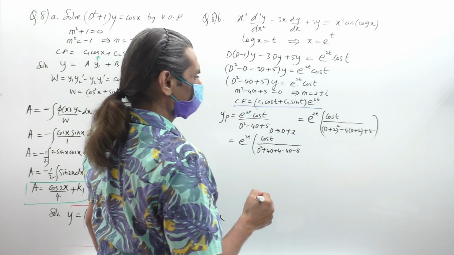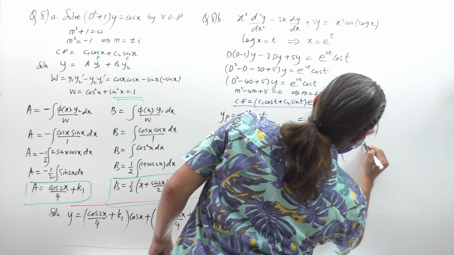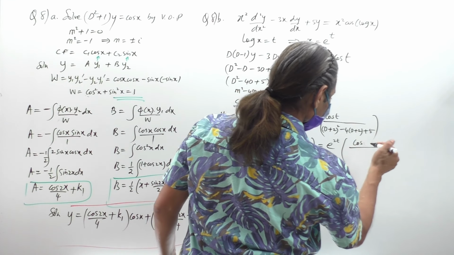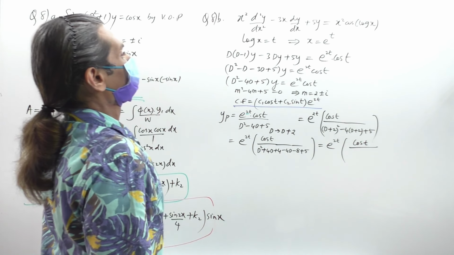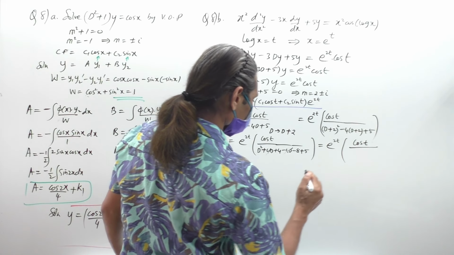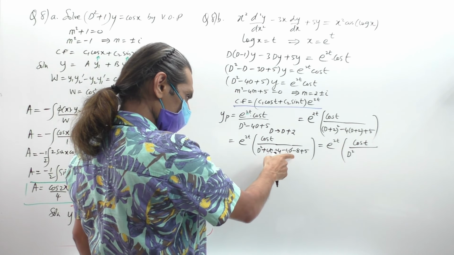So this will be now e raised to 2t into cos t divided by d square. See here 4d cancels, and what remains? d square, and here 4 minus 8 is minus 4, 5 minus 4 is 1, so d square plus 1. Okay, correct now. Minus 8 plus 5 is minus 3, 4 minus 3 is 1.